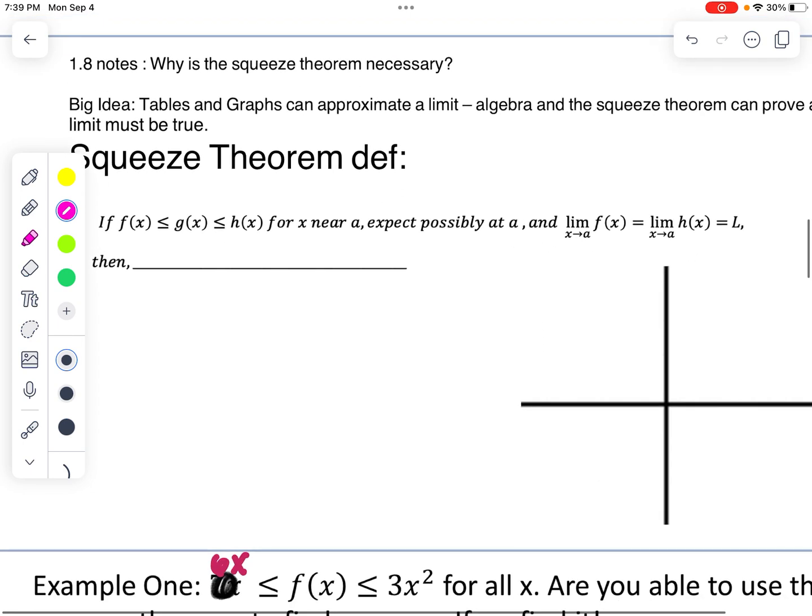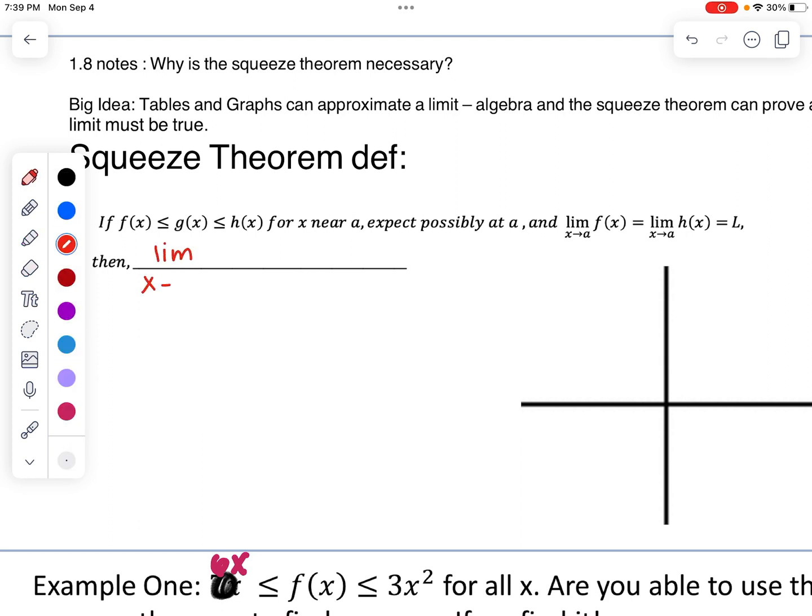So what this says is if f of x is less than g of x, which is less than h of x for x near a, except possibly at a, and the limit as x approaches a of f of x equals the limit as x approaches a of h of x, and they both equal L, then by the squeeze theorem, the limit as x approaches a of g of x also equals L. So this is true if f of x is less than or equal to g of x, which is less than or equal to h of x. If these two have a limit at L, then this also would have to have a limit at L.